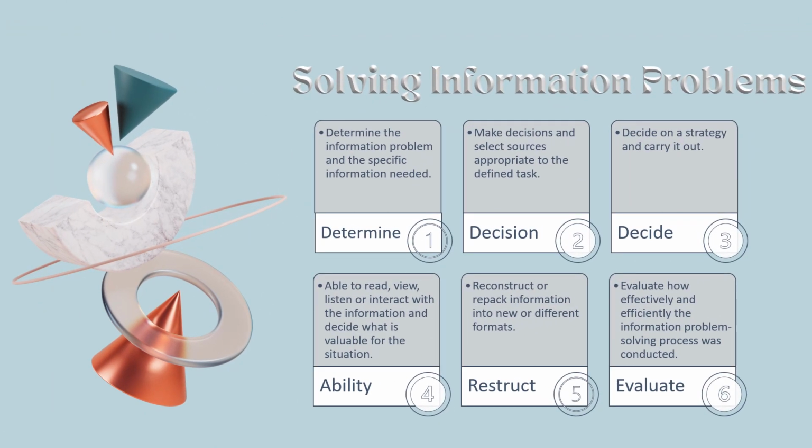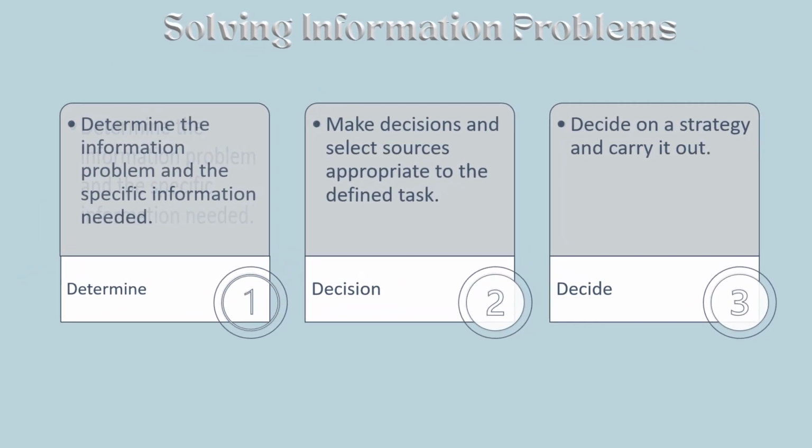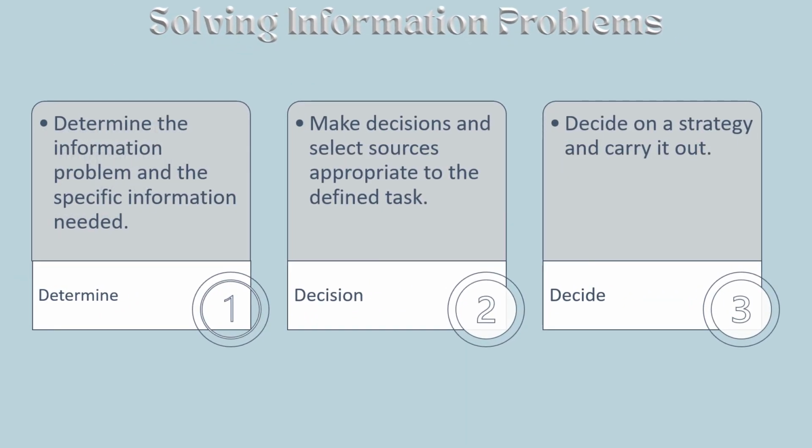Moving forward, we have 6 stages to solve informational problems. The first stage is determine, which is to determine exactly what the information problem is and the specific information needed for the problem. Secondly is decision, making decisions and selecting sources appropriate to the defined task. Thirdly is to decide on a strategy and carry it out.